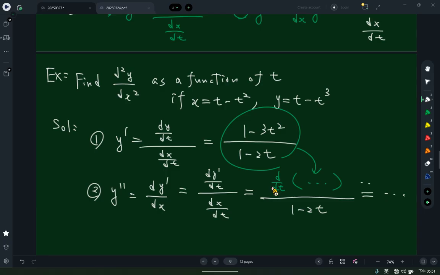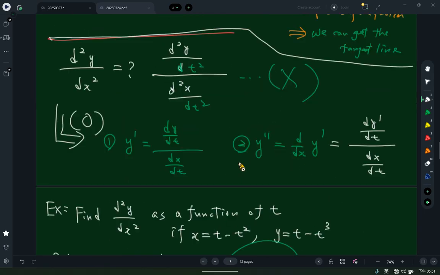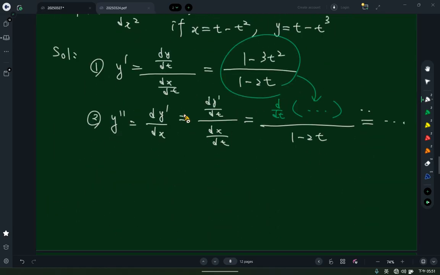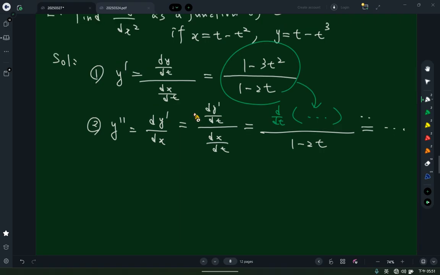you should have more patience to calculate this part and then find the final result. So just follow these two steps. Please do not do it this way. It's the wrong one. It's the wrong one. Okay.